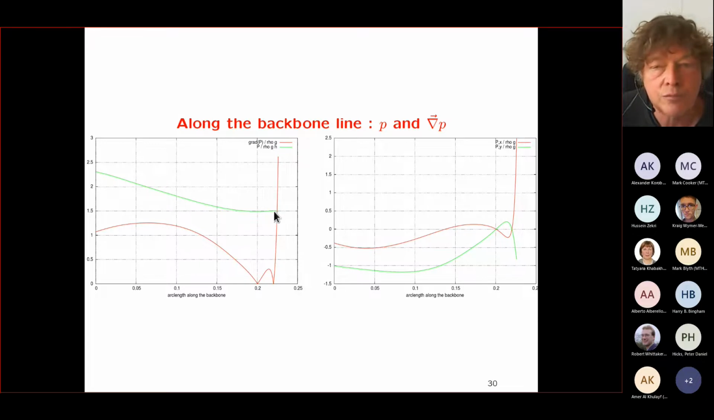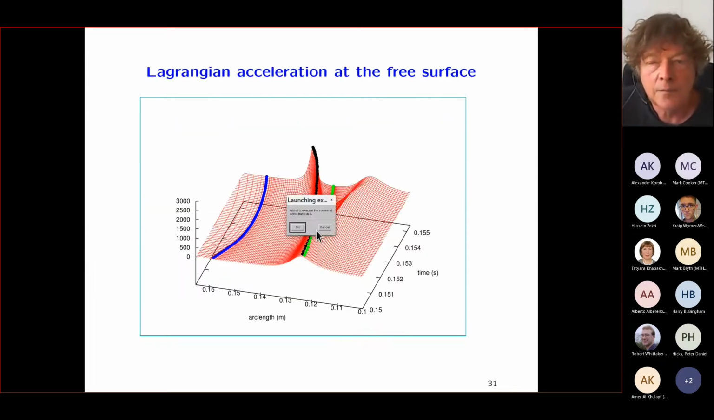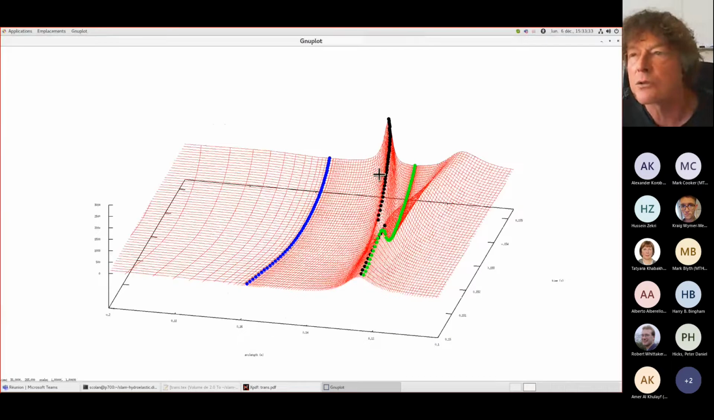drops up to not a very small value, starting from not a very great value, not far from the hydrostatic pressure. But here you have a horizontal slope giving a zero gradient of pressure at two points, a saddle point and a maximum here. But then just after, the gradient of pressure starts increasing significantly. And actually we can consider now, instead of the gradient of pressure, the Lagrangian acceleration, which is more or less the same at the free surface, provided that the gravity is negligible.